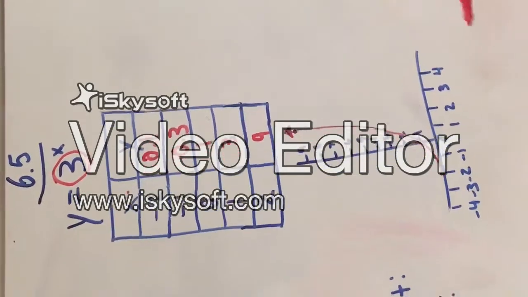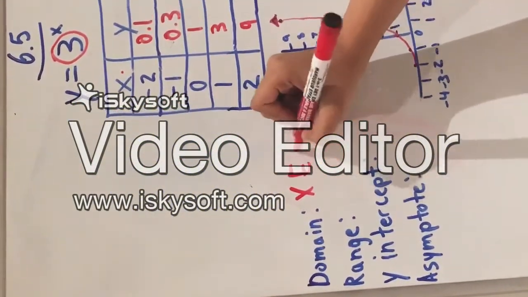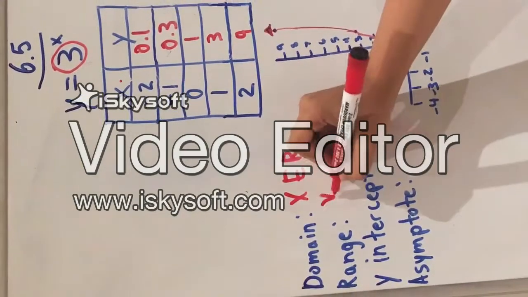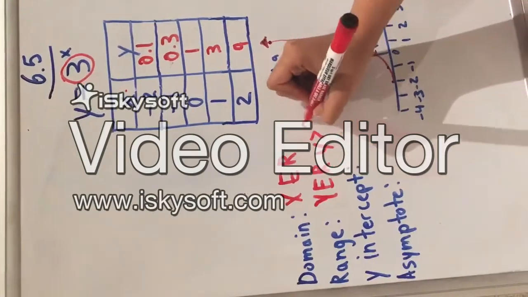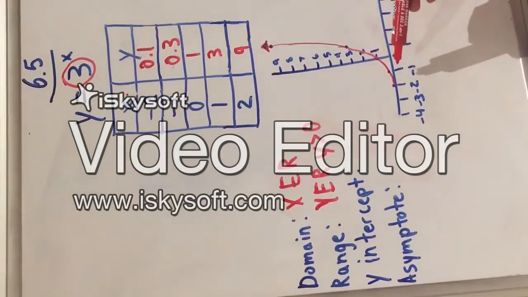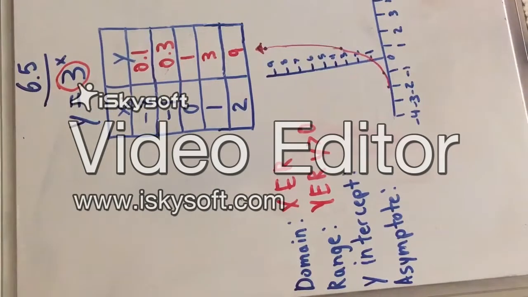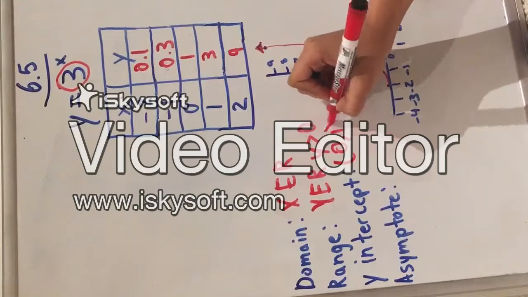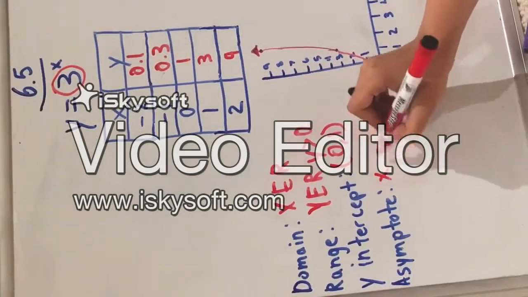The domain would just remain as x ∈ ℝ, since it's never ending on the x-axis. The range would be y ∈ ℝ, y is greater than 0, since the graph does not go below 0 on the y-axis. The line crosses through the y-axis at 1, so that would be our y-intercept, (0, 1). And the asymptote is always the x-axis.